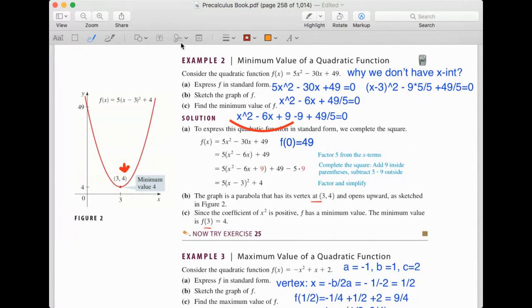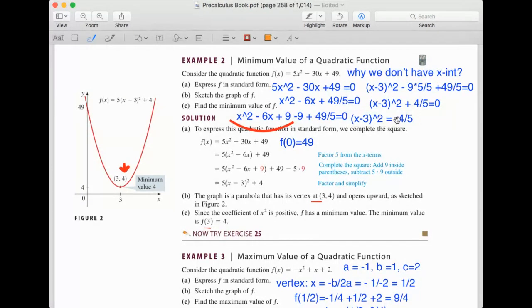So let me rewrite this. So now I have x minus 3 squared plus 4 over 5 equals 0. Okay, you see this? Let me move this 4 over 5 to the other side. Then I have x minus 3 squared equals negative 4 over 5.